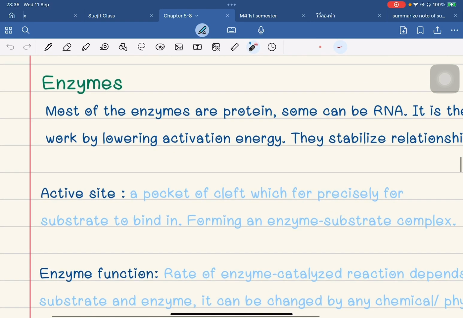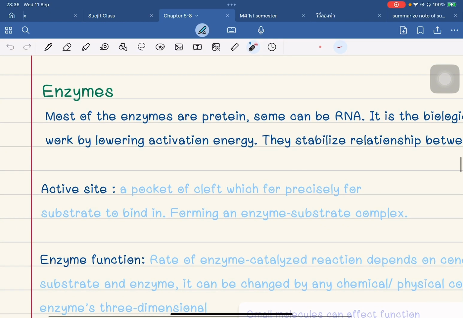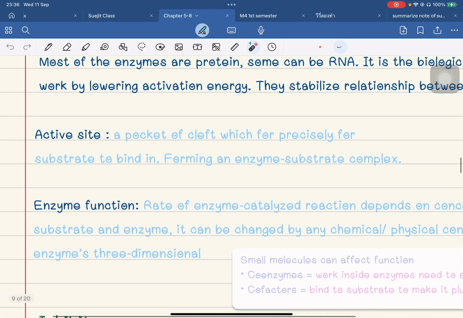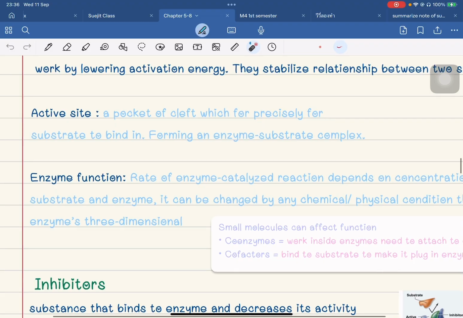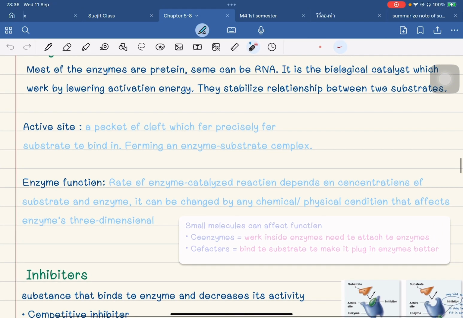So next we have the active site, which is the pocket or cleft precisely shaped for substrates to bind in, forming an enzyme-substrate complex. The enzyme's rate of catalyzing reactions depends on the concentrations of substrate and enzyme. It can be changed by any chemicals or physical conditions that affect the enzyme's three-dimensional structure.